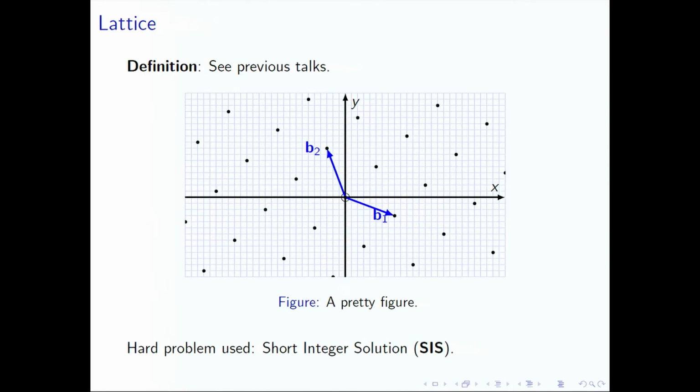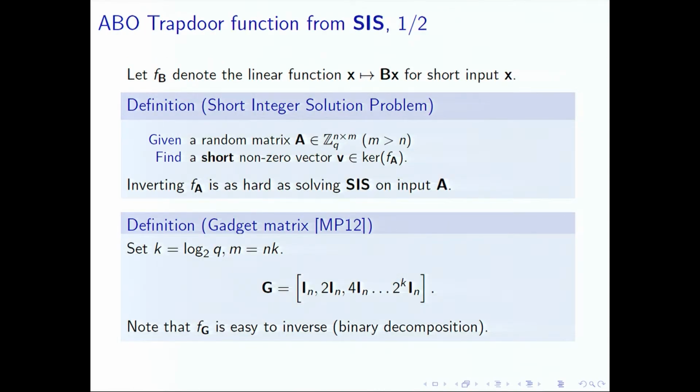All right, so I'm not going to remind you what a lattice is. The only important thing here is that we're working with the short integer solution problem, which is tightly related to lattices. OK, now how do we build trapdoors from lattices? So the short integer solution problem goes like this. We're given a random matrix modulo Q, and we are asked to find a short vector in its kernel.